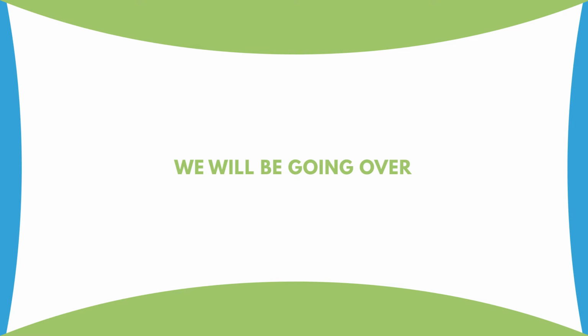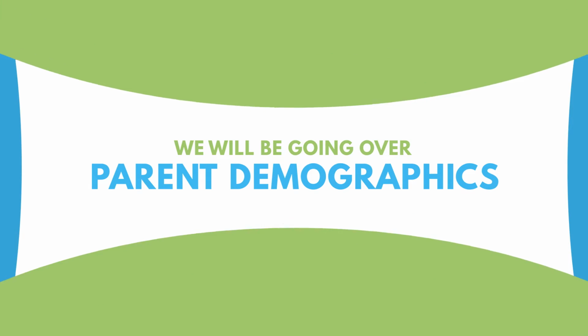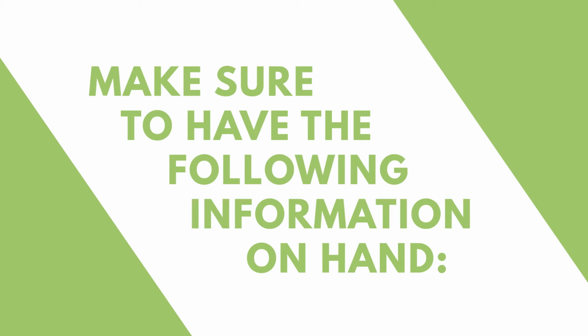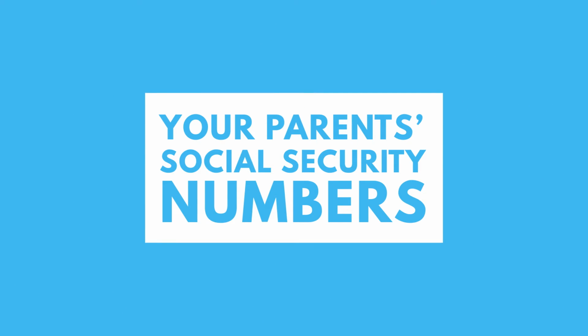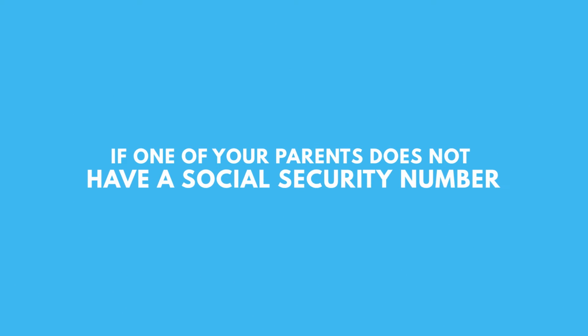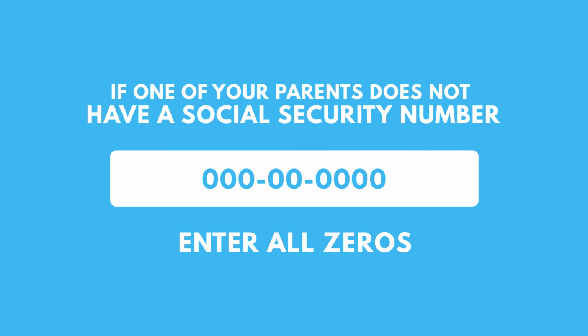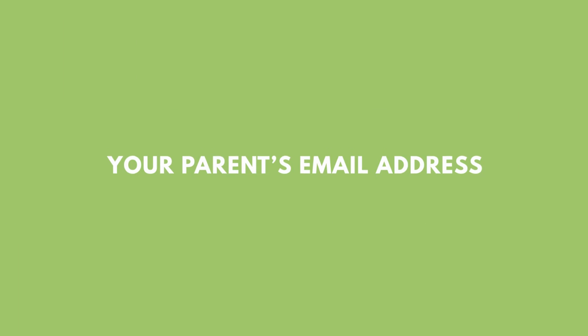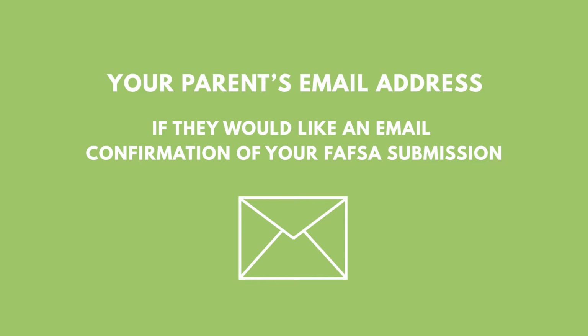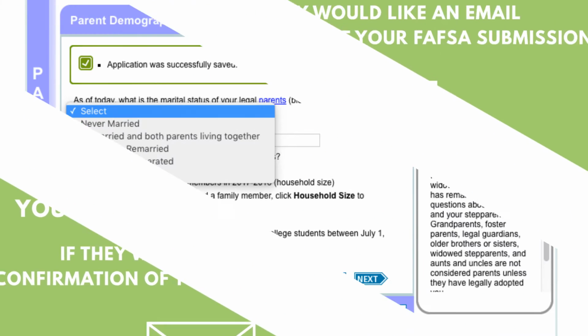In this section, we will be going over parent demographics. Before you begin, make sure to have the following information on hand. Your parents' Social Security numbers. If one of your parents does not have a Social Security number, enter all zeros. Your parents' email address, if they would like an email confirmation of your FAFSA submission.